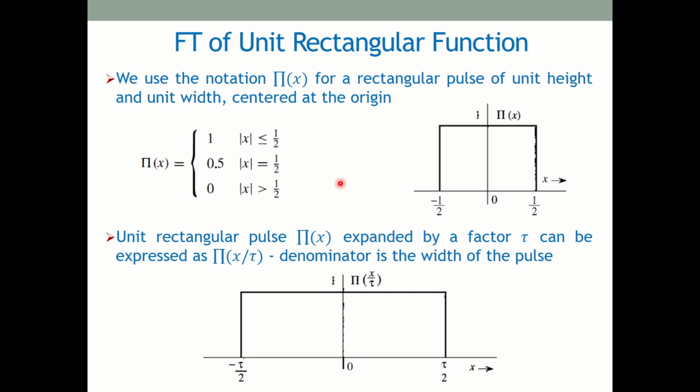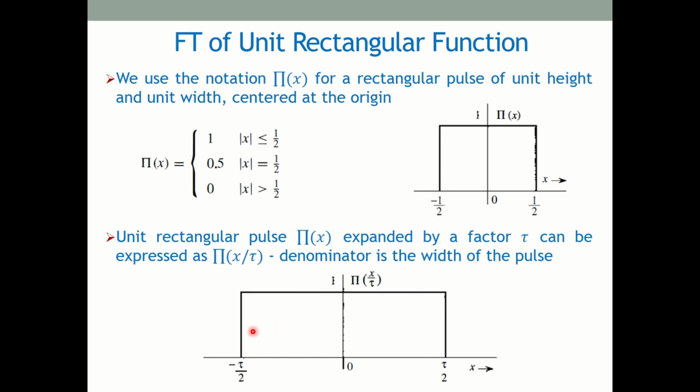Then the Fourier transform of an important signal, the rectangular signal. We can see here it's denoted by this rect signal. So for example, this is a rectangular signal. We have another rectangular signal which is in terms of tau. So the unit rectangular pulse is shown here. It has been expanded by a factor of tau, as you can see here. So this can be expressed as rect t by tau.